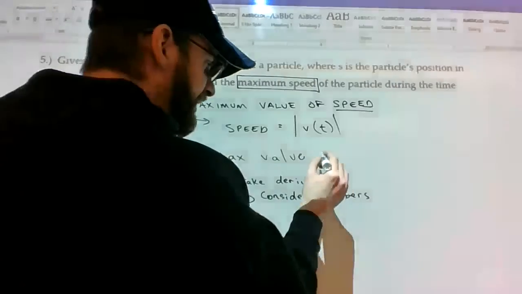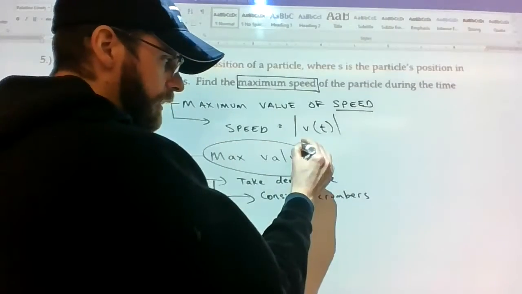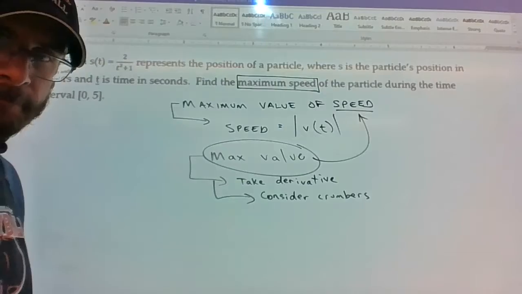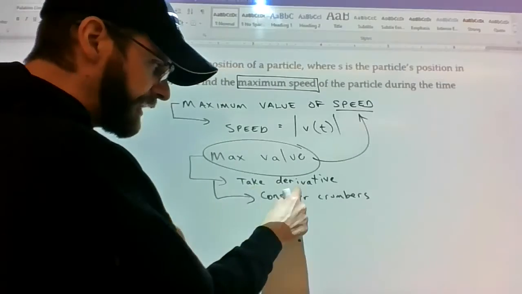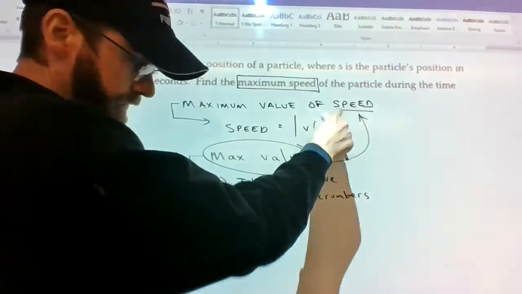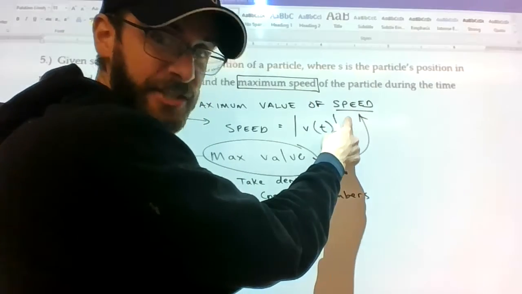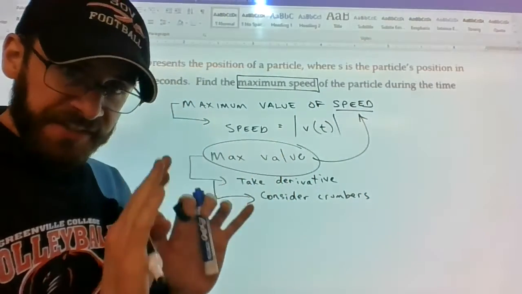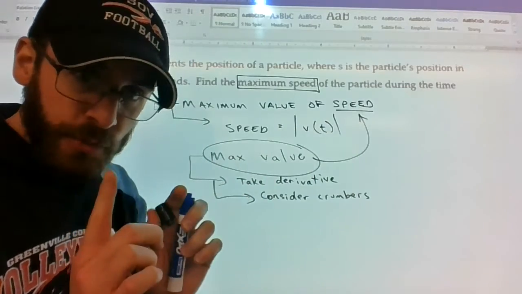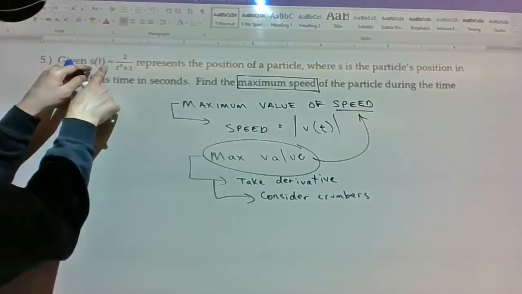And then you plug into whatever the original function was that we're talking about. So, we're finding the max value of speed, which means we're taking the derivative of speed. We're considering the critical numbers of speed's derivative. So, this can be tricky. Here's why. You're given position.